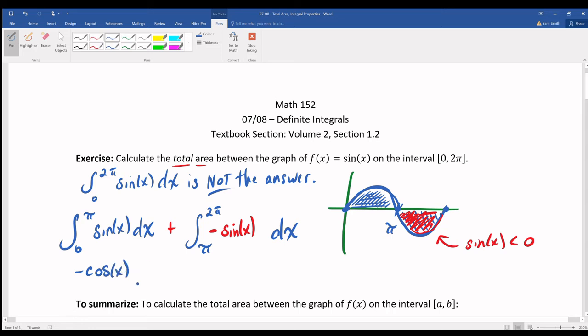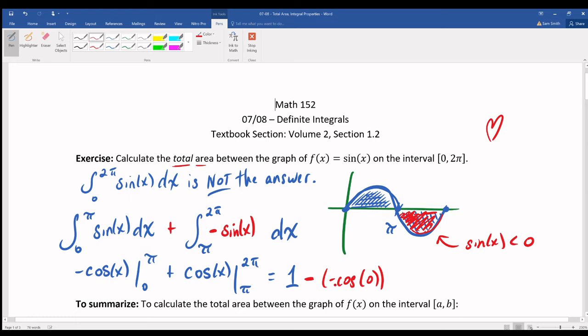So let's go ahead and find our favorite antiderivative. The antiderivative of sine of x is negative cosine x, and we're going to evaluate that from 0 to pi. And the antiderivative of negative sine is cosine, and we're going to evaluate that from pi to 2 pi. Plugging in pi to negative cosine x will get me negative negative 1, or 1. And from that we will subtract negative cosine of 0. So subtract negative 1, we get plus 1.